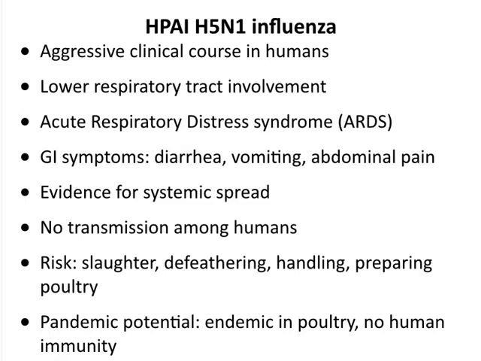Interestingly, there can also be gastrointestinal symptoms. These H5N1 infections are often accompanied by diarrhea, vomiting, and abdominal pain. There's some evidence that the virus is actually replicating somewhere in the gastrointestinal tract and is shed in the human feces and can also replicate elsewhere. So there's evidence for systemic spread.